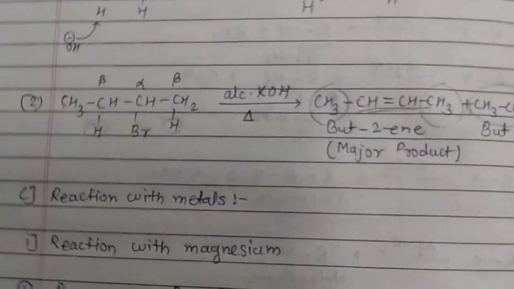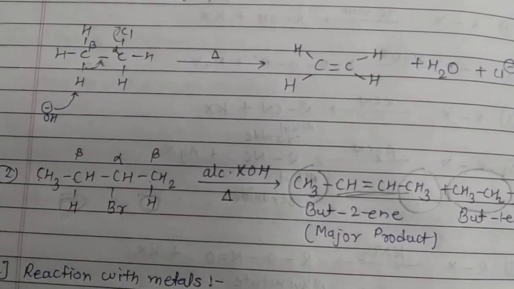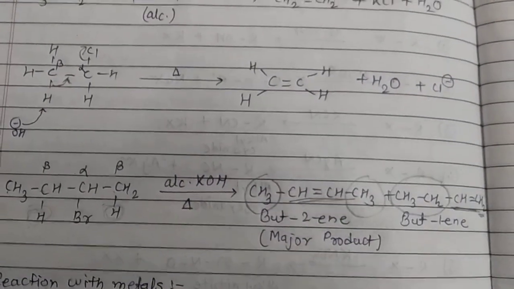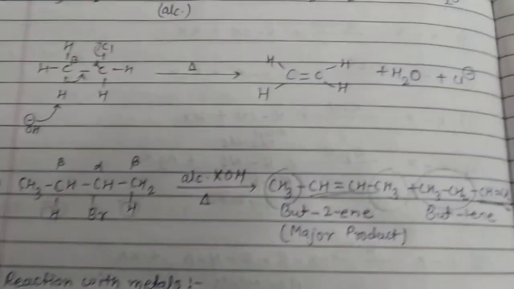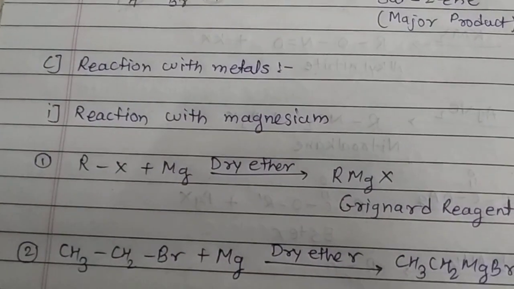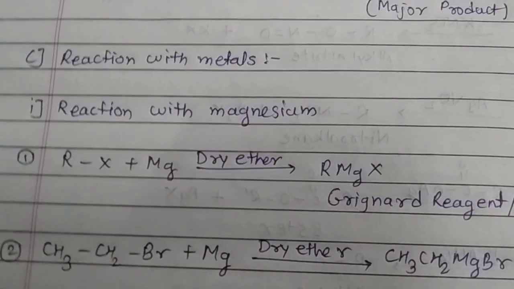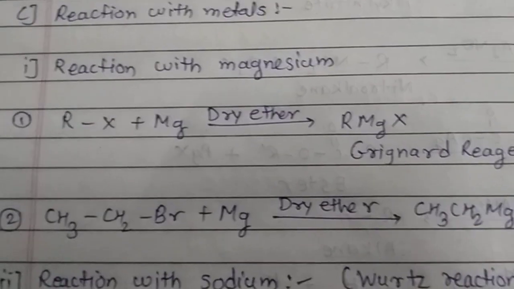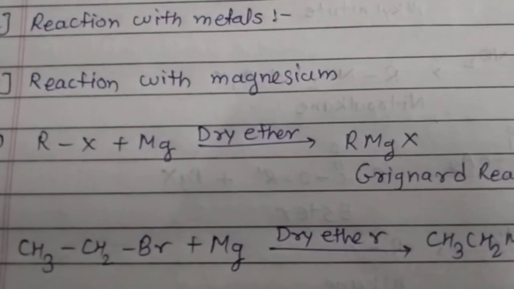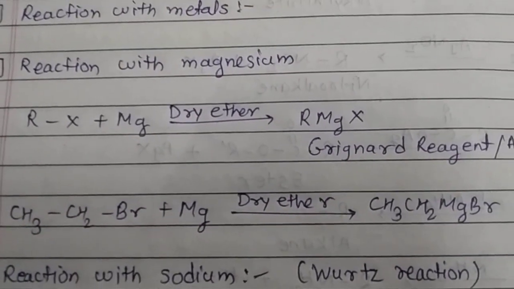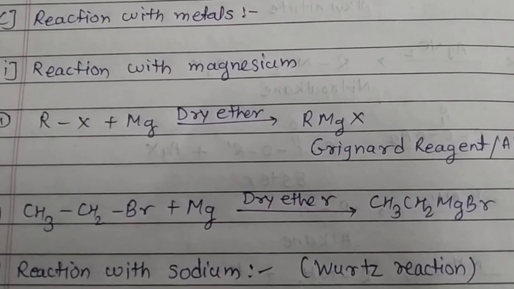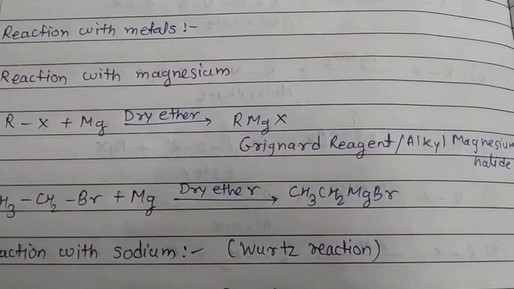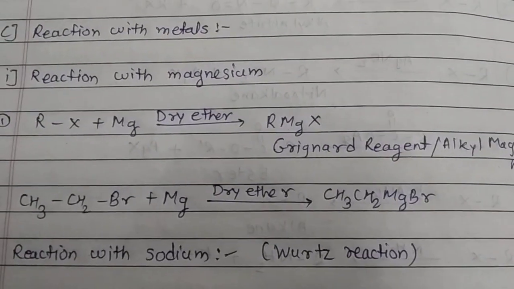So this is all about the elimination reaction. This reaction is also known as dehydrohalogenation or beta elimination reaction. Now let's see the last one, that is the reaction with metal. First, the reaction of haloalkanes with magnesium, RX plus Mg. So insertion takes place and RMgX is formed in the presence of dry ether. RMgX is known as Grignard reagent or alkyl magnesium halide.